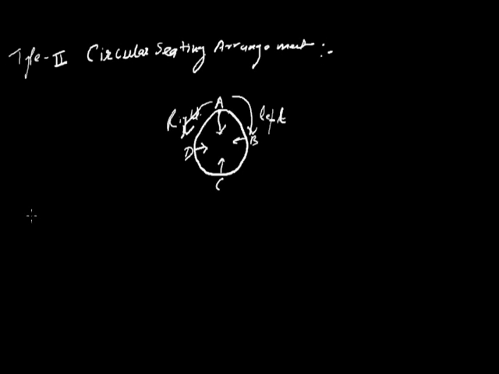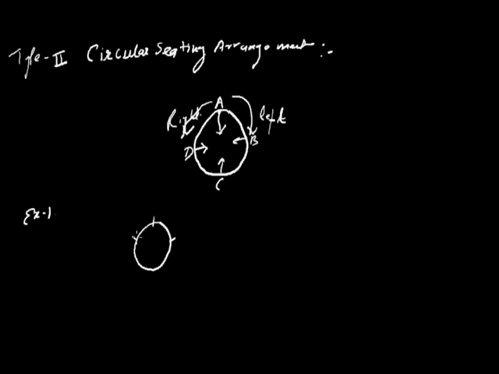Example 1. Five persons are playing cards, and they are sitting around a circle and facing each other. Okay, facing each other means they are facing towards the center. Now one person, Mukund, was sitting to the immediate left of Rajesh. Let's first draw a circle and just mark 5 places.